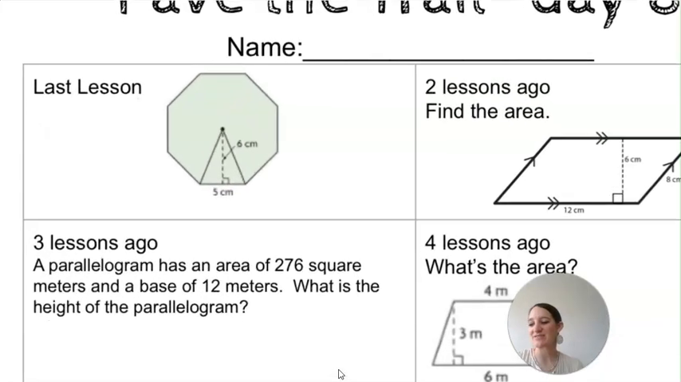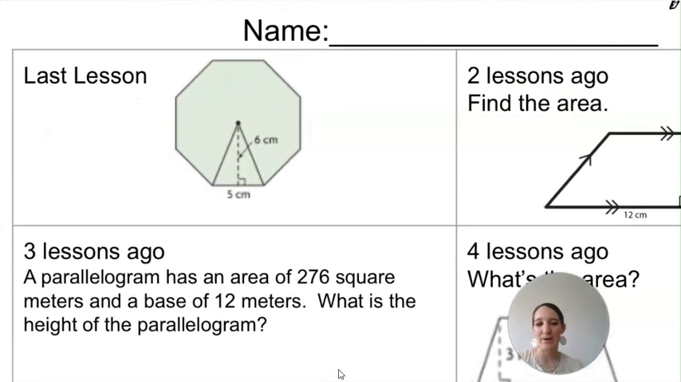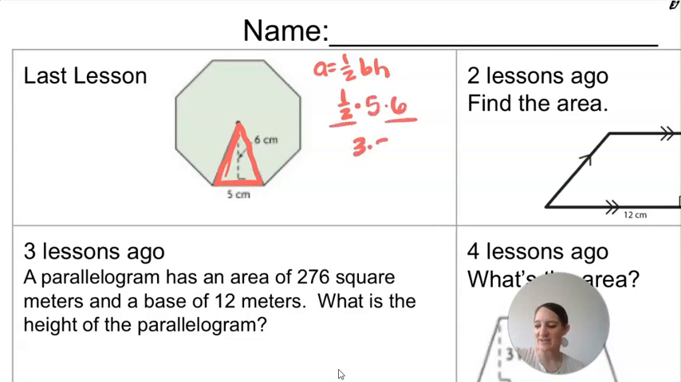Let's go on to when we did regular polygons. Remember that this shape right here, we definitely know how to do that, right? We know that it's 1/2 base times height. So let's go 1/2 times 5 times 6. Let's take half of 6 to be 3. 3 times 5 is 15 square centimeters. Now we're going to remember that's just the red part right there.